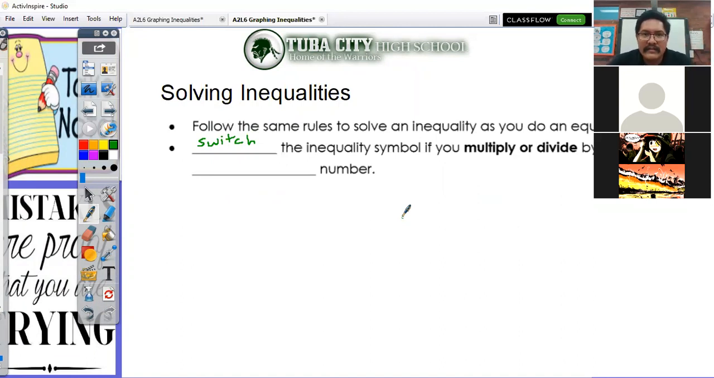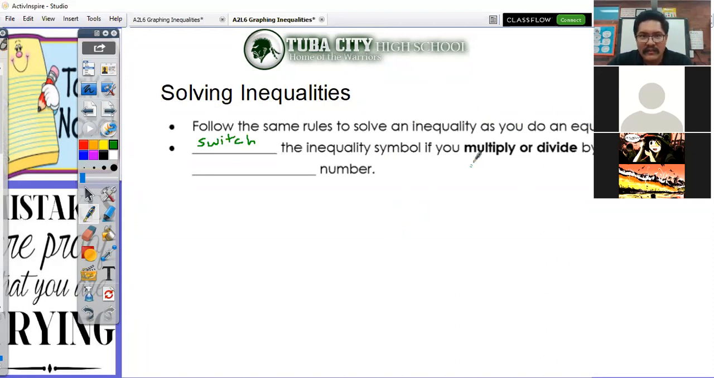Take care of your parentheses or your grouping symbols is your first step. Number 2, combine the like terms on the same side. Number 3, pick a side for the variable and move the variable to that side and all the other numbers to the other side. Take care of your addition, subtraction, multiplication, division. So same rules as equations.